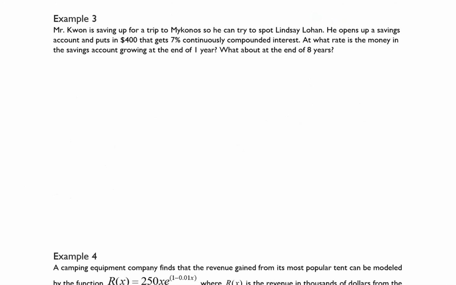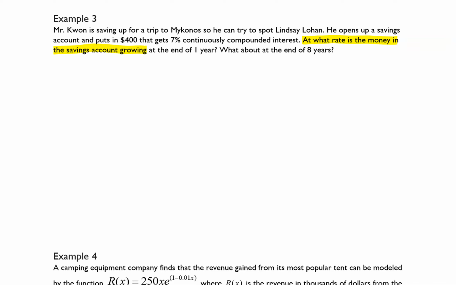Example 3 says, Mr. Kwan is saving up for a trip to Mykonos so he can try to spot Lindsay Lohan. He opens up a savings account and puts in $400 that gets 7% continuously compounded interest. At what rate is the money in the savings account growing at the end of 1 year? What about at the end of 8 years? The fact that it says at what rate is the money growing should indicate to you, since we're talking about a rate, that we are going to compute a derivative.